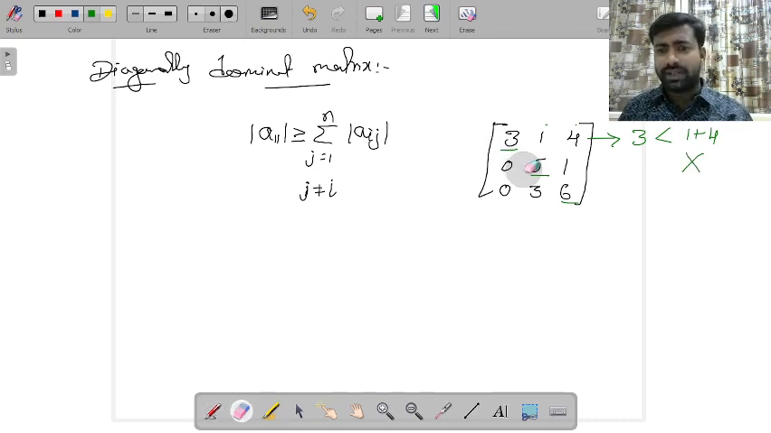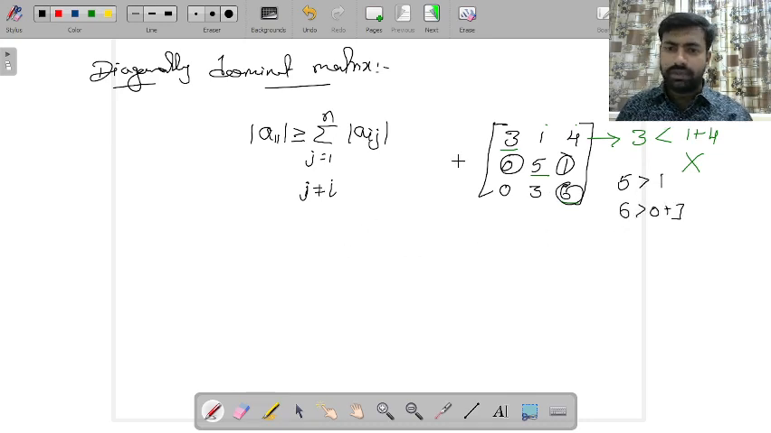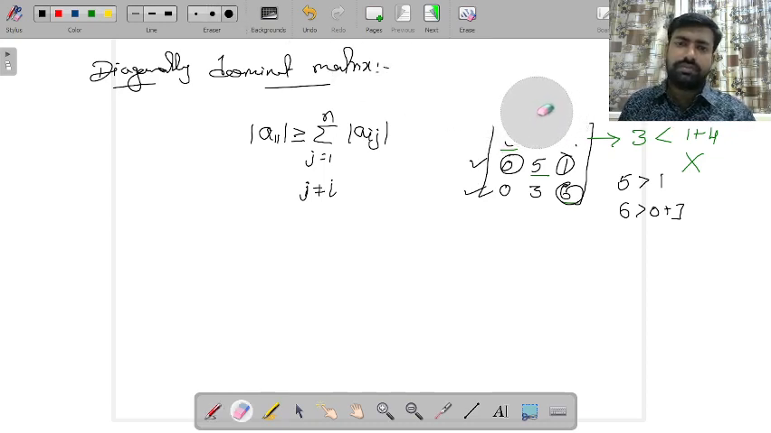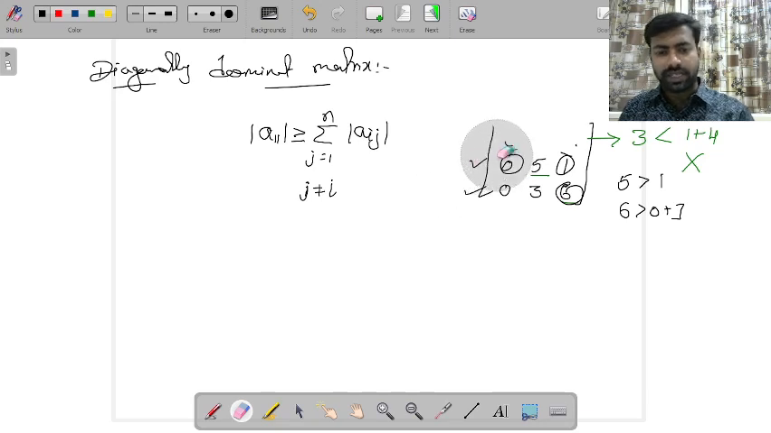But for the second row and third row, it is fine. 5 is the middle value and the sum of the rest of the entries is 1, so 5 is bigger than 1, and 6 is bigger than 0 plus 3. There is an issue only with the first row. If you want this to be diagonally dominant, you change the first row so that the first element is bigger than the sum of the rest of the elements. If it is the second row, you look at the second element; if it is the third row, the third element.